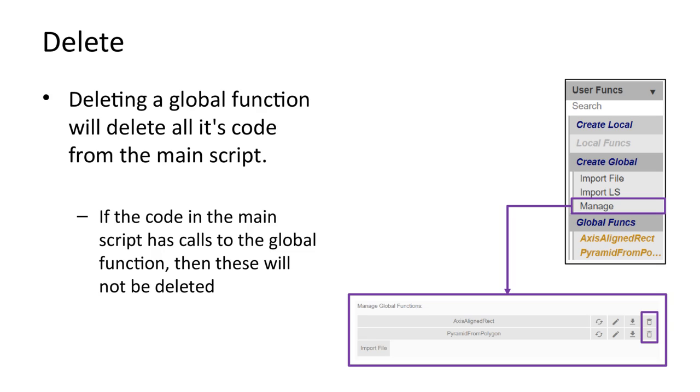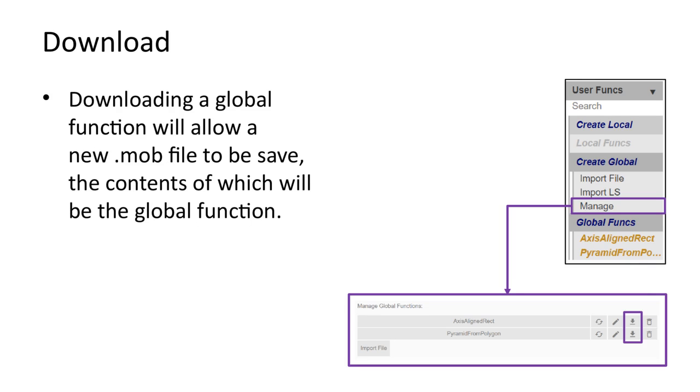Deleting a global function will delete all its code from the main script. The function will also be removed from the list of available global functions. Note that it will not delete any calls to the global function. Downloading a global function allows you to retrieve the Mobius script that was imported. The downloaded file can be saved on your hard disk. This Mobius script can then be opened in the usual way, as a separate file.